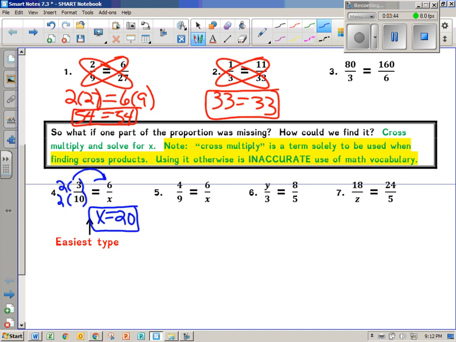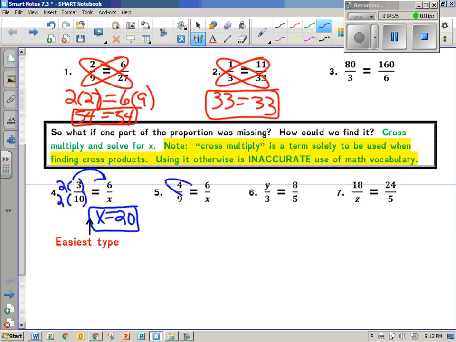But take a look at 5, 6, and 7. These actually are not nearly as simple as number 4 because to get from 4 to 6, you have to multiply times 1.5. Well, it takes more time to multiply 9 times 1.5. And sometimes the numbers are just really, really ugly to multiply, or you just don't know what it is right off. So this process of solving a proportion, all you have to do is cross multiply or find the cross products and then solve the resulting equation, which is what we learned how to do in the 7.3 pre-notes video.